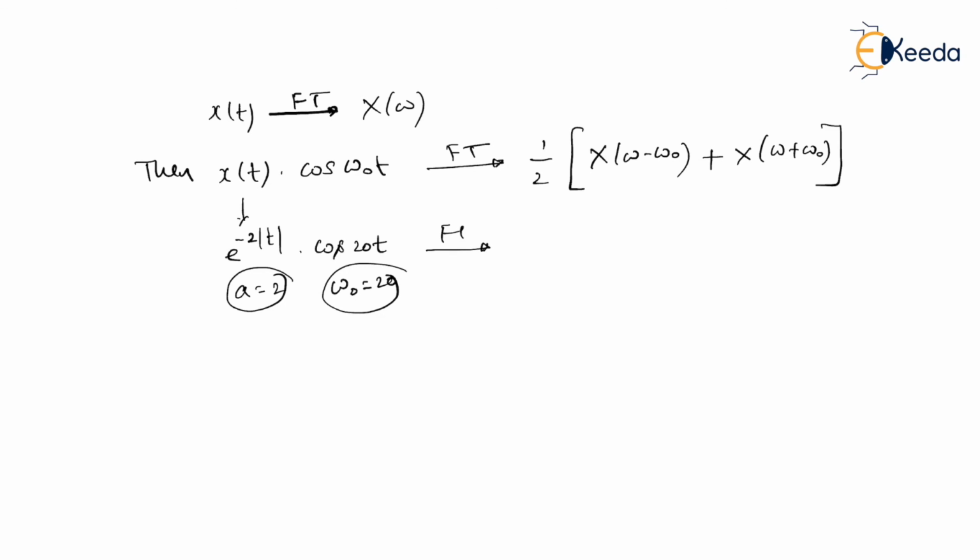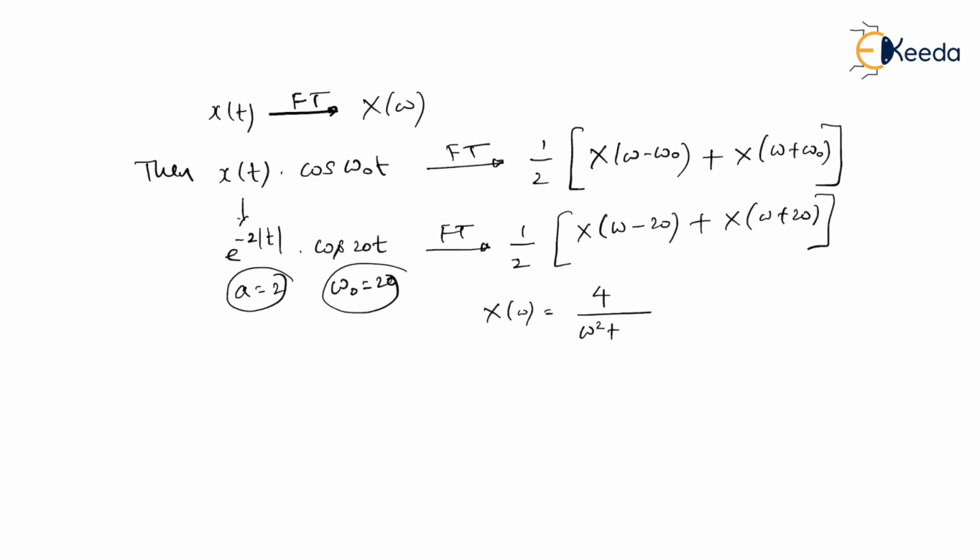So here a equal to 2 and omega naught equal to 20. So now we must have a Fourier transform as 1 by 2 times X of omega minus omega naught, which is 20, plus X of omega plus 20. Since we know X of omega was 4 upon omega square plus 4, is that right? So if X of omega is known to me, how to get X of omega minus 20? Just replace omega with omega minus 20. And how to get X of omega plus 20? By using X of omega, simply replace omega with omega plus 20.